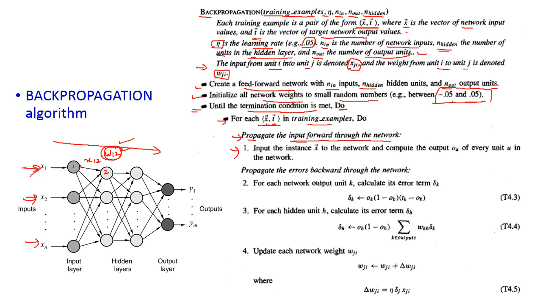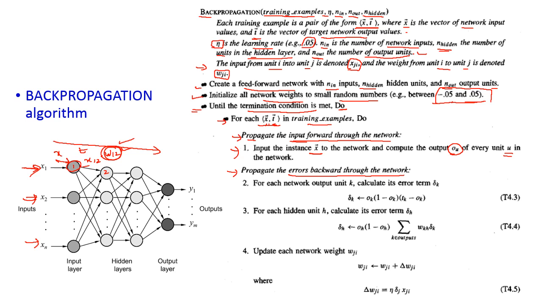The first step: input the instance x to the network and compute the output for every unit. We give the input x and compute the output for all the units. And the next step is to compute the errors, that is, propagate the errors backward through the network.